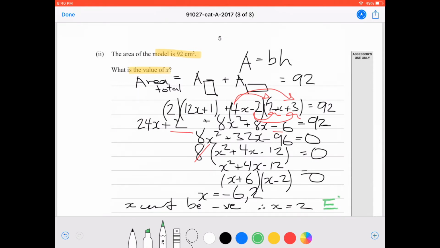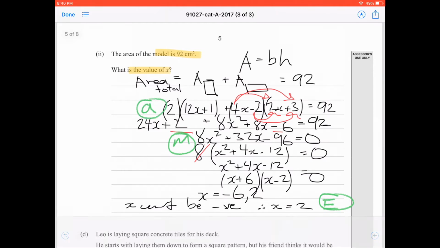Your merit: expanding, simplifying, solving the equation, solving the quadratic, so consistent solving. So expanding and simplifying will be your merit, so here, and your achieved, setting up the equation for the area, is here. So as early as this step gets you the achieved. Sweet.